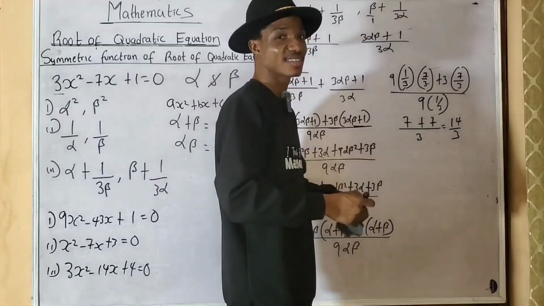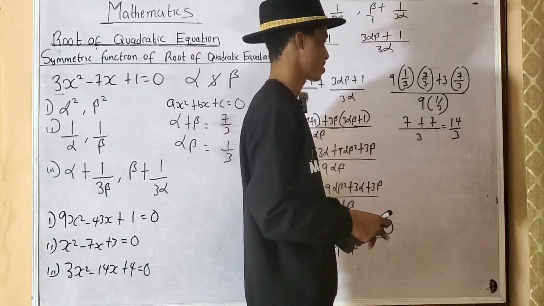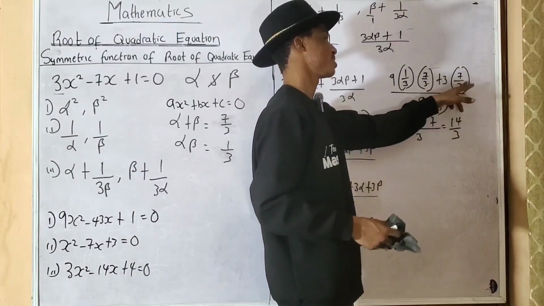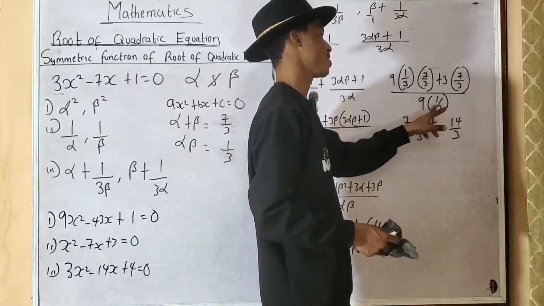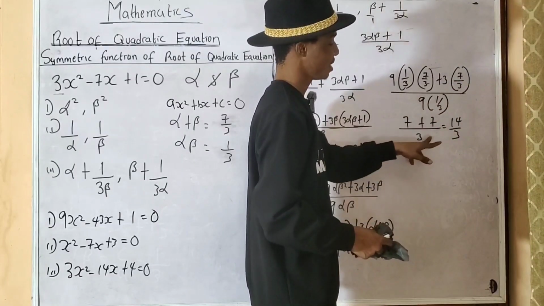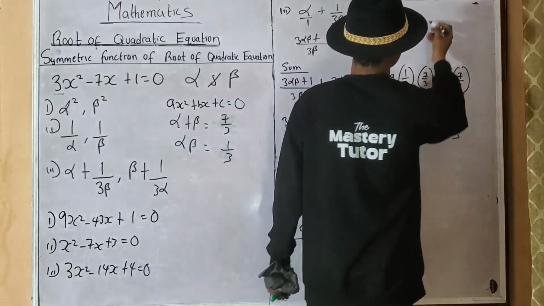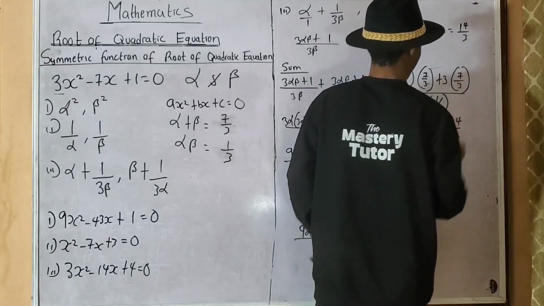I hope you understand. If you understand, I'm very sure you can simplify this. This is just minor simplification. Just multiply all this together. Multiply this by this. This 3 will cancel this 3. So I'm going to have 7. 7 plus 7 is 14. Now this 3 here, 1, 3, 3. I'm going to have 14 over 3. So now the sum of the roots, please take note. The sum is equal to 14 over 3, right?